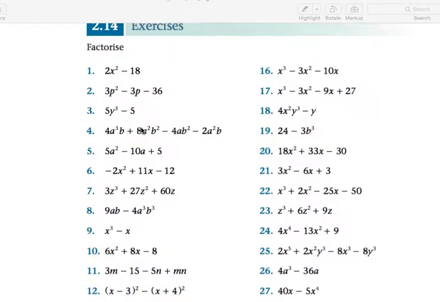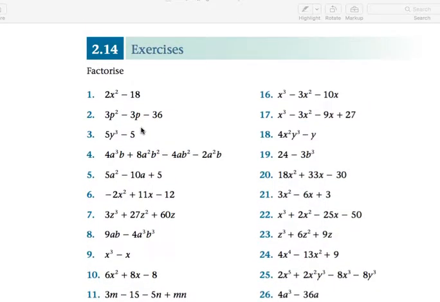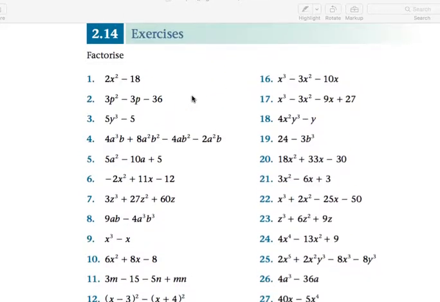Having a look at 214, these are all mixed factorizations. But before you start any of these, you should always take out any common factors first. So in question 1, I'd be factorising out the 2. 2 bracket x squared minus 9. Then what would you do? Then you've got a difference of 2 squares.